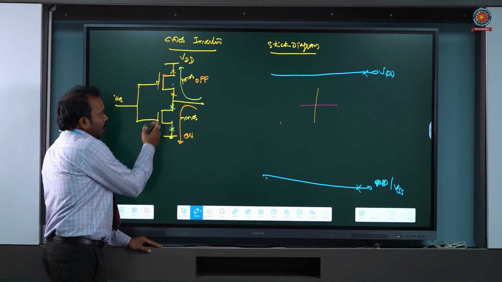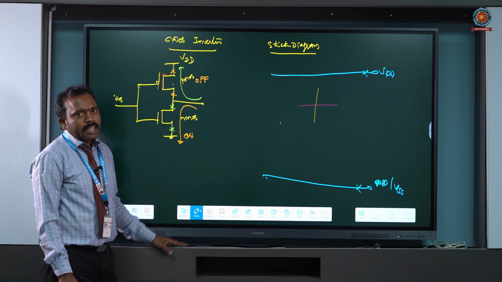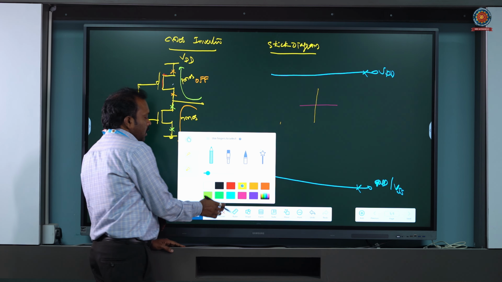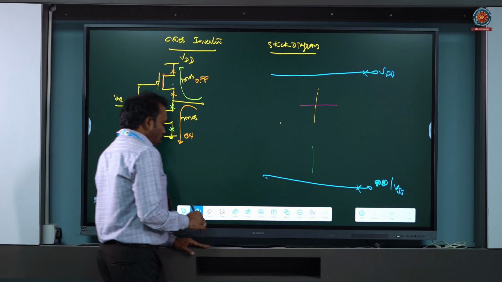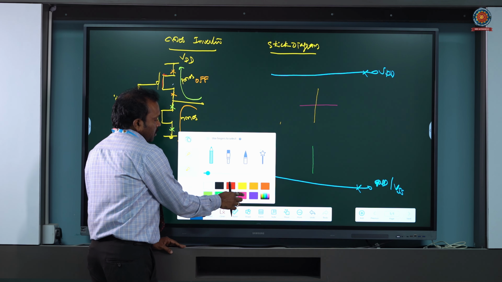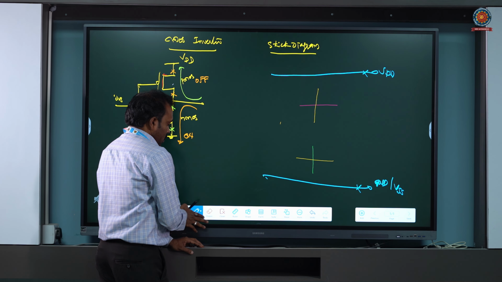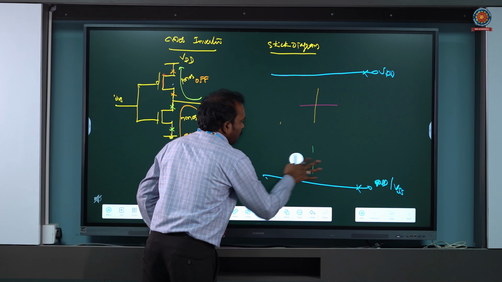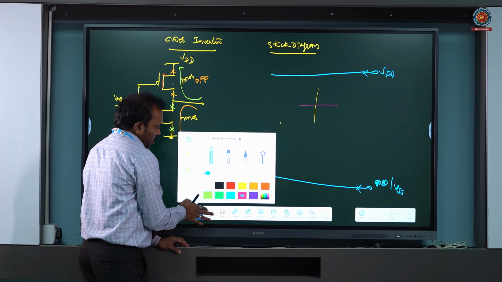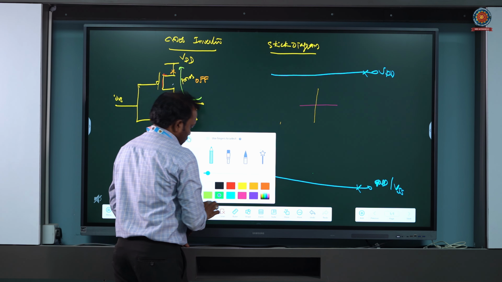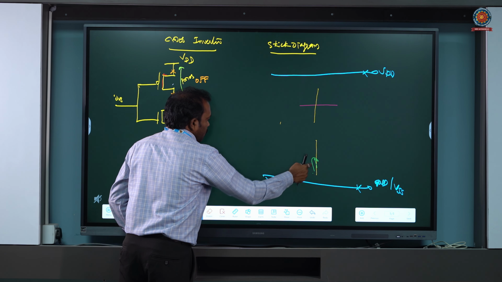Similarly, the NMOS transistor can be formed by using red over N diffusion, that is the green color. So I'm using green color here, and over it I need to draw the polysilicon, and this polysilicon will form the NMOS transistor.